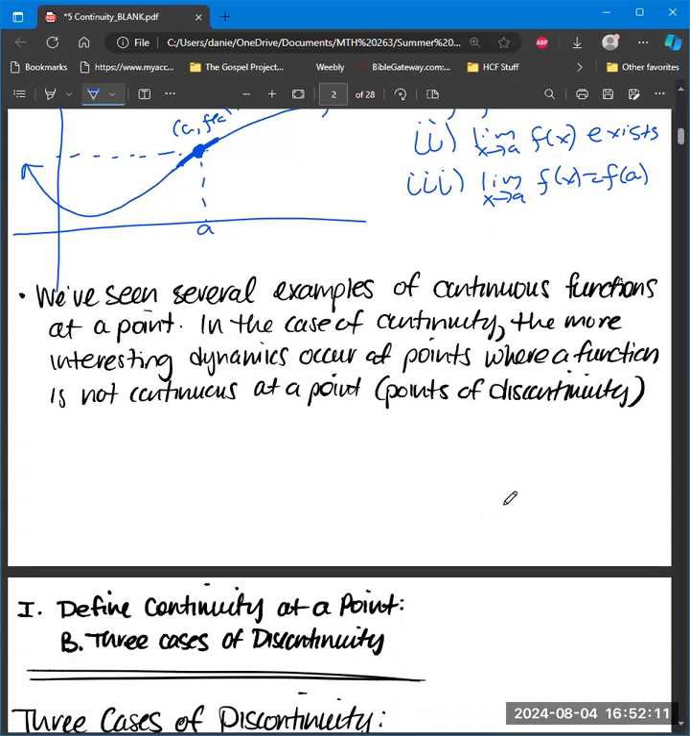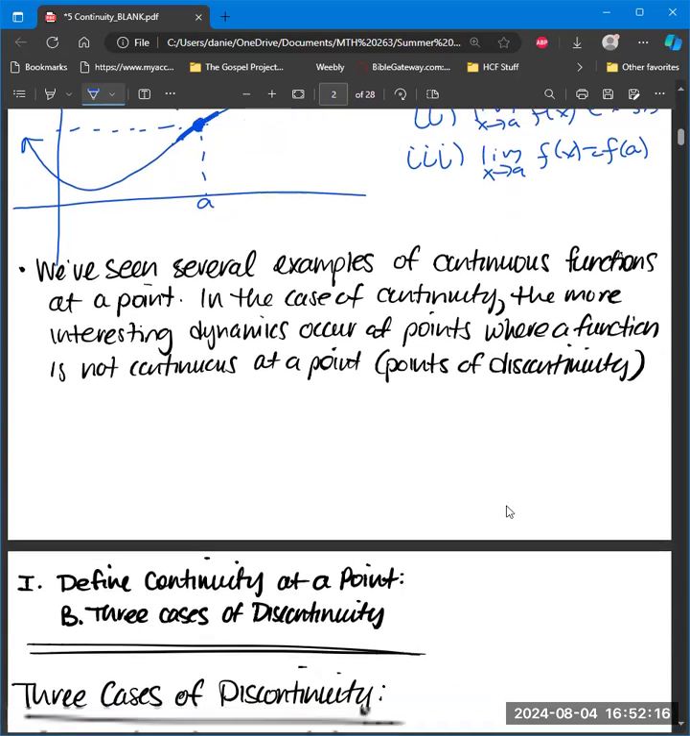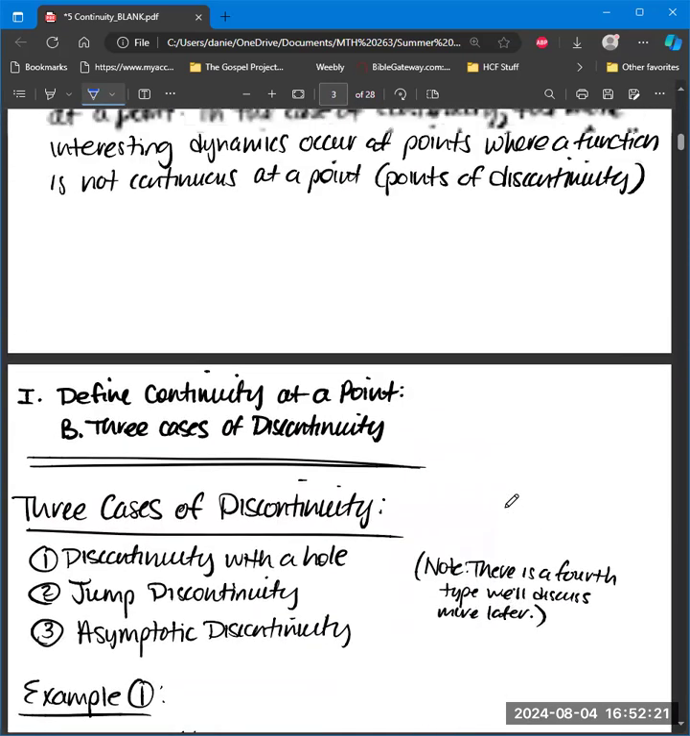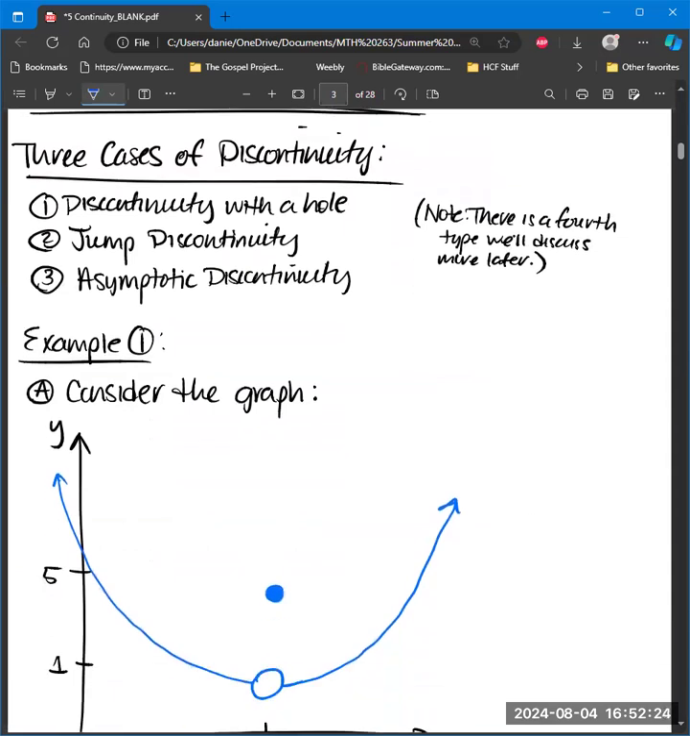We've seen several examples of continuous functions at this point. In the case of continuity, the more interesting dynamics occur at points where the function is not continuous, at points of discontinuity, and we're going to talk about why. So there's going to be different types of discontinuities that we're going to talk about. Discontinuity with a hole, and this is going to be the only type of removable discontinuity. These other two will be non-removable.